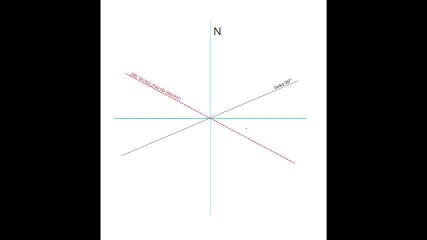Okay, I started with the orthographic lines, that is the north-south and east-west lines, to get a frame of reference. And then I drew in the two known pieces of information. I happen to choose to run them through the origin. That's not absolutely necessary, but it's one way to do it.